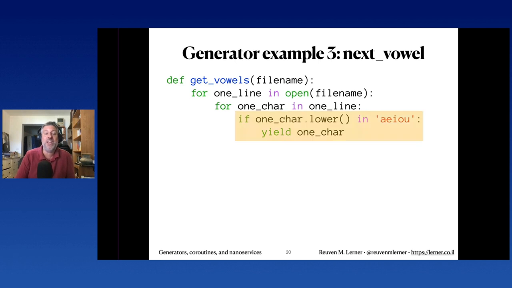And then the key thing: if the character is in A, E, I, O, U, then we're going to yield that character. And what happens after yield? The generator goes to sleep and awaits the next time that we call next on it. Okay, and what happens when we get to the end of that line? We go back up to the for loop. We're basically going to go through every character in the file one at a time, only returning the vowels.